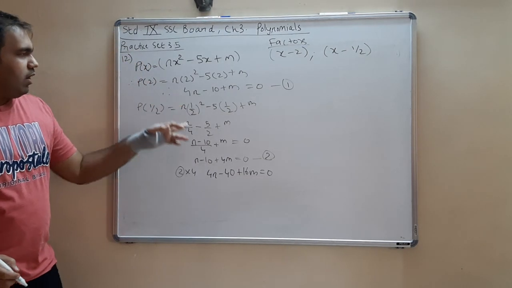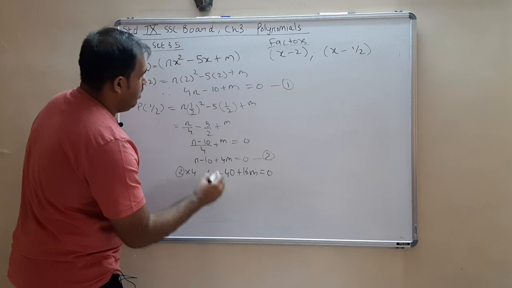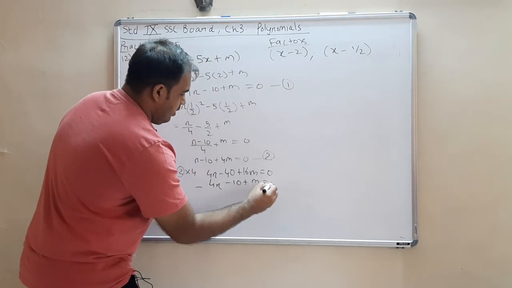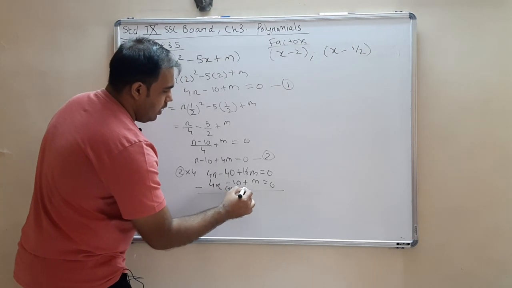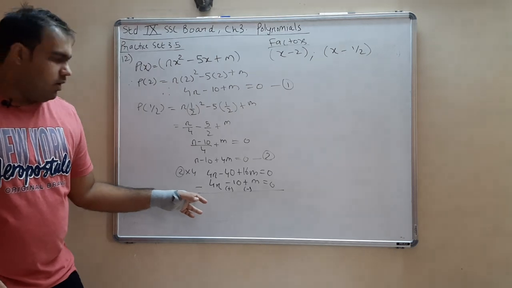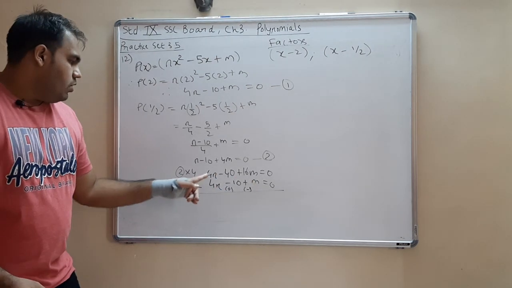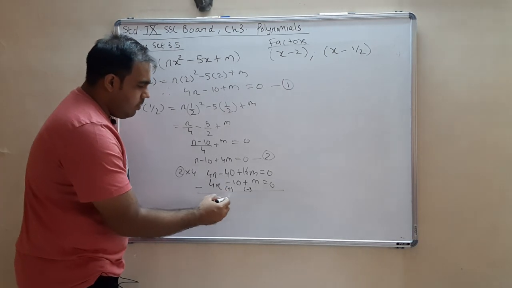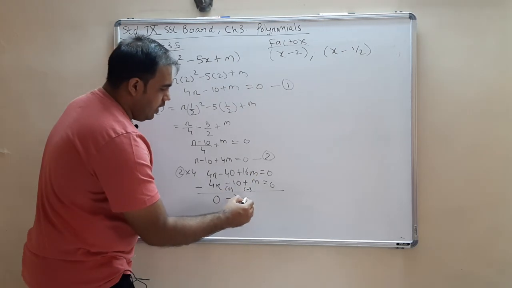Okay, and subtract 1 from it, minus 4n minus 10 plus m. Since we are doing subtraction, minus becomes plus and plus becomes minus. So 4n minus 4n will be 0. Minus 40 plus 10 will be minus 30. And 16m minus m is going to be 15m.